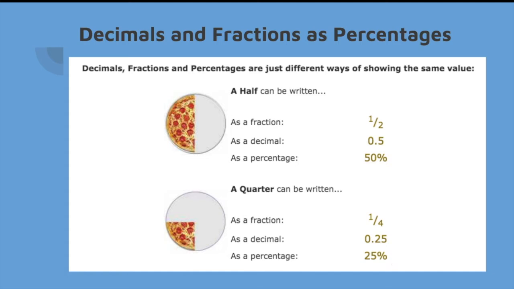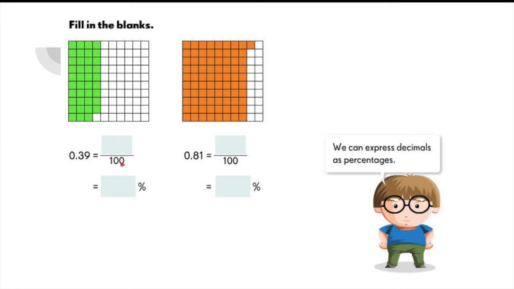Let's learn how to convert decimals into percent in a step-by-step procedure. 0.39 to be changed into a percent. First, let's express this decimal number into a fraction. We have learned in the past that 0.39 is the same as 39 over 100. 39 over 100 is the same as 39% because any fraction with the denominator of 100 is equal to that percent.